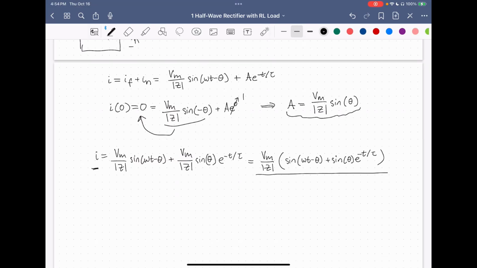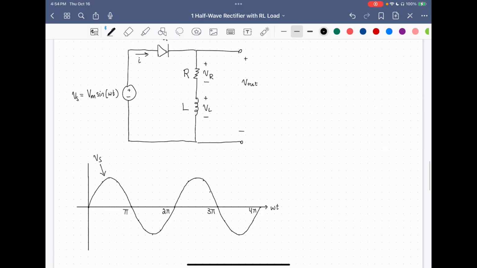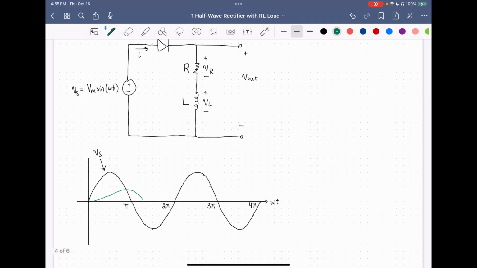So now that we found the expression for the current, let's go back to the waveforms and draw it out. Here's our circuit, and we found the expression for I just at the beginning as Vs goes from 0 and becomes positive. The waveform for I looks something like this. But what happens when it starts to come down to 0? Is it going to keep going negative? Well, our expression shows, yes, it does get negative.